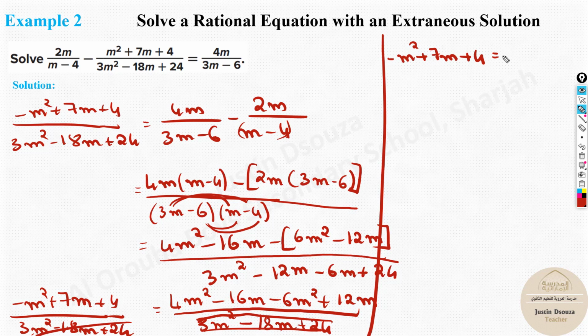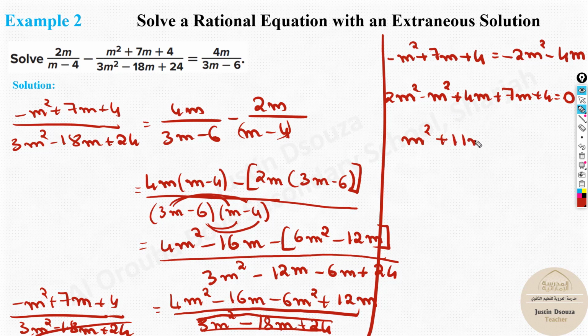It'll be minus 2m squared, minus 4m. Denominators are 1 and 1, so just ignore them. Now take everything to one side. I'll take the smaller number, minus 2m squared, to the other side. It'll become plus 2m squared, so it'll be 2m squared minus m squared. And this will become plus 4m plus 7m plus 4 equals 0. Now simplify it. What's the answer? It'll be m squared plus 11m plus 4 equals 0.